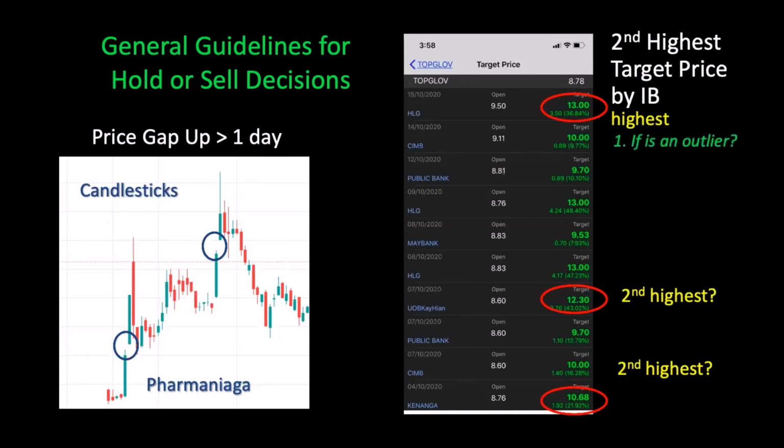But you have to see whether the highest one is an outlier. I mean, somebody goes and puts the first one at 30 ringgit and above. Of course, we don't use that first one; we just omit it. Then check whether there's a big difference between the first and second.